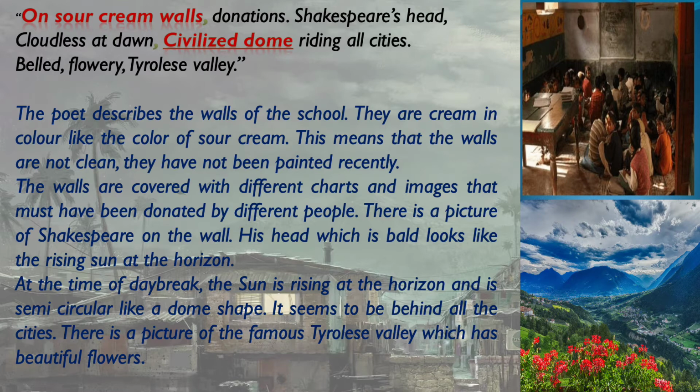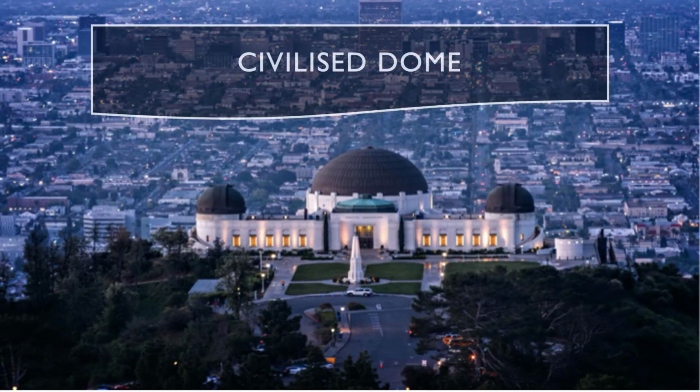At the back of daybreak, the sun is rising at the horizon and is semicircular, like a dome shape. It seems to be behind all the cities. There is a picture of the famous Tyrolese valley, which has beautiful flowers. Here is the picture of civilized dome, which is symbolic of development.